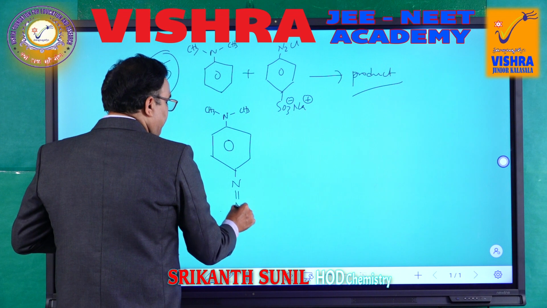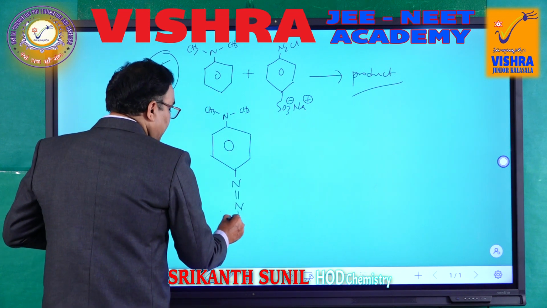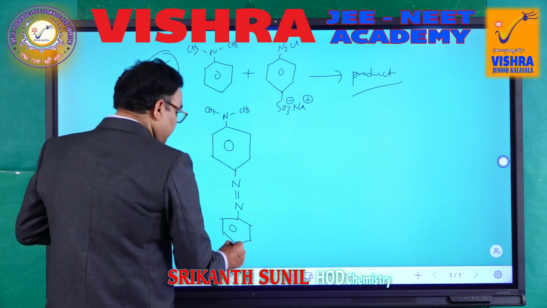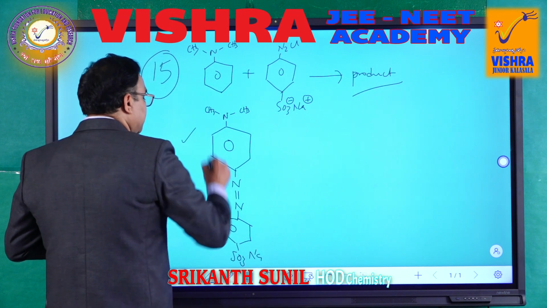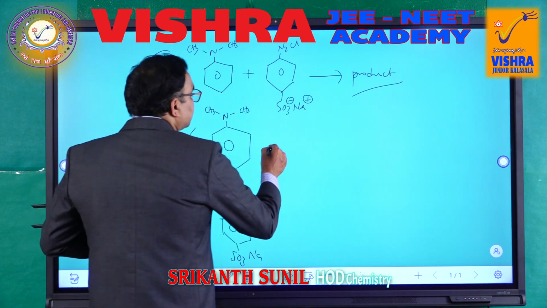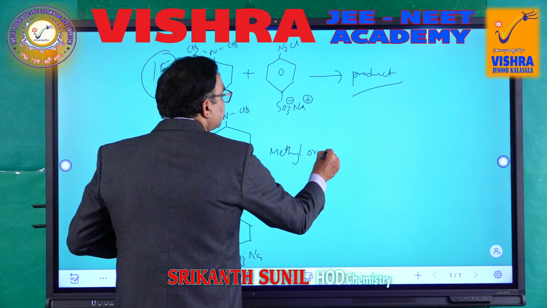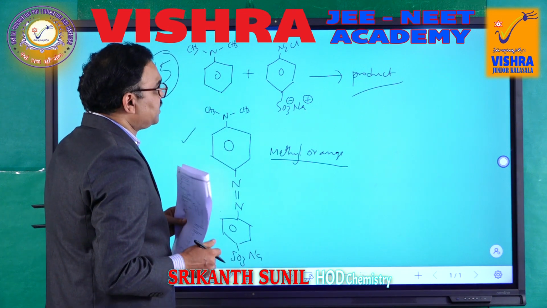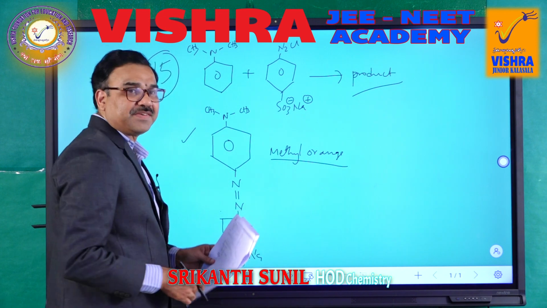Coupling reaction, azo dye reaction, and then you have the benzene ring here with SO3Na. This one is the compound that we are going to get. This one is a coupling reaction. This one is nothing but methyl orange. Methyl orange reaction is like this. So like this we can explain question number 15.